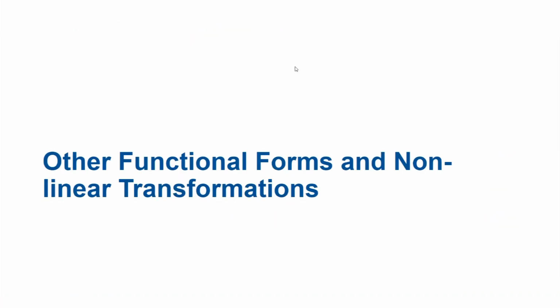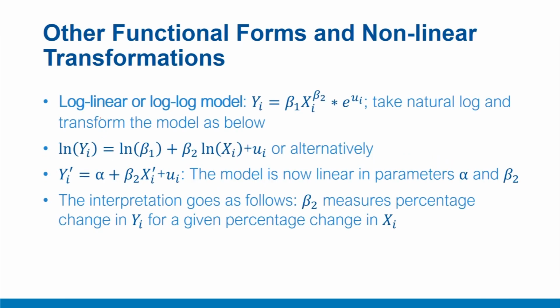In this video, we'll discuss some of the other functional forms of OLS regression that are nonlinear in nature, and we'll also discuss how to transform them for suitable estimation with the OLS regression procedure. To begin with, we'll have a look at some of the log-linear or log-log formations. For example, have a look at this expression: yi equal to beta 1 times xi to the power beta 2 into e to the power mu i.